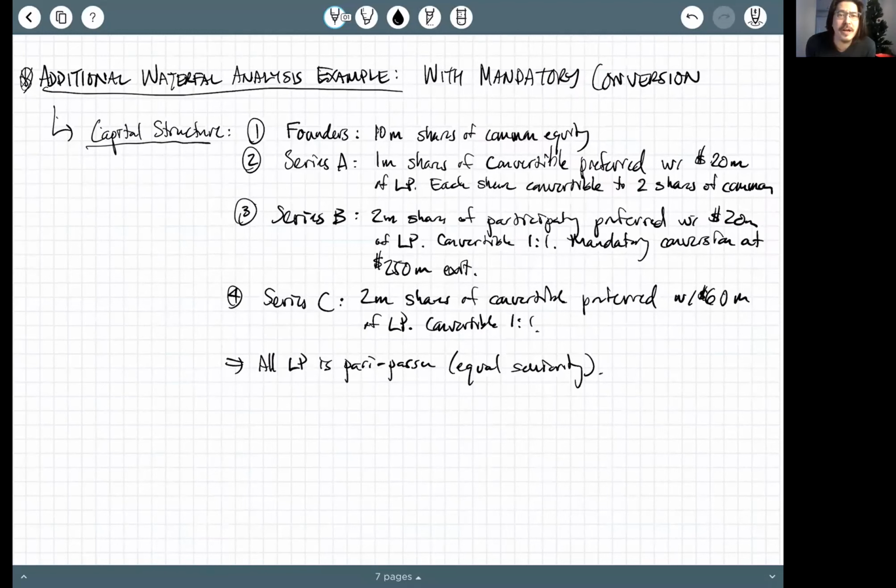Right? So today with our example, at least this example that we're going to do now, the main thing to get comfortable with is going to be, how do I measure the size of jumps and drops in payoff diagrams when I've got a capital structure that has mandatory conversion in at least one of the securities.